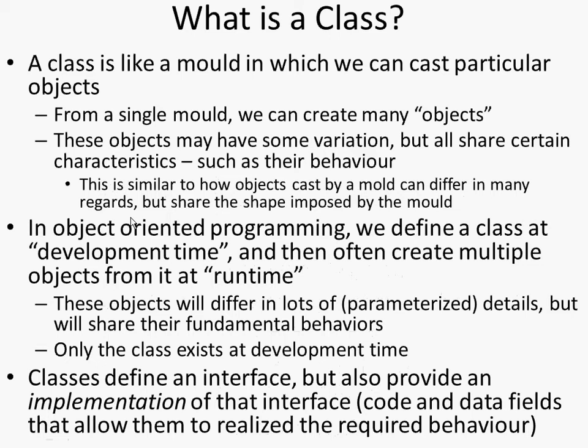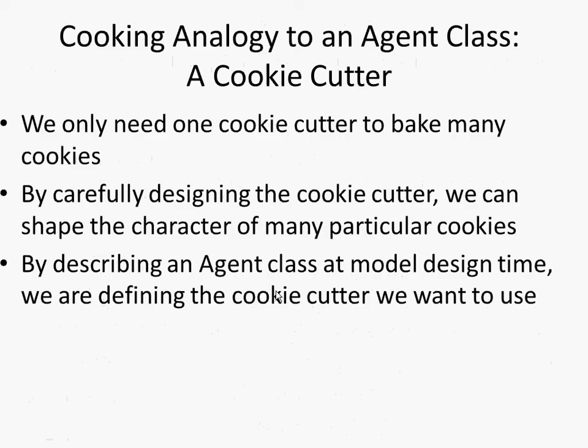It would lead to a lot of bookkeeping problems. So here we define a class when we design the model, so-called development time, and then there are lots of instances of it. We say there are instances of the class, these objects that are persons whose overall behavior and properties are described by this person class, but they circulate around when the model's running, at so-called runtime. Okay, we talked about this.